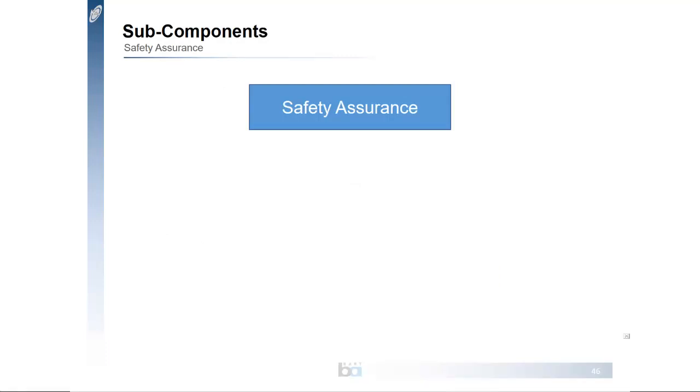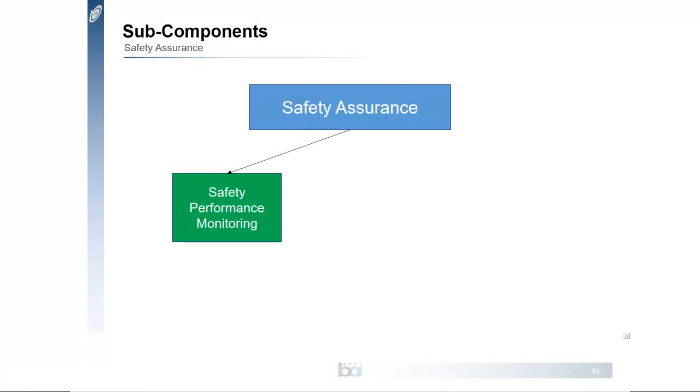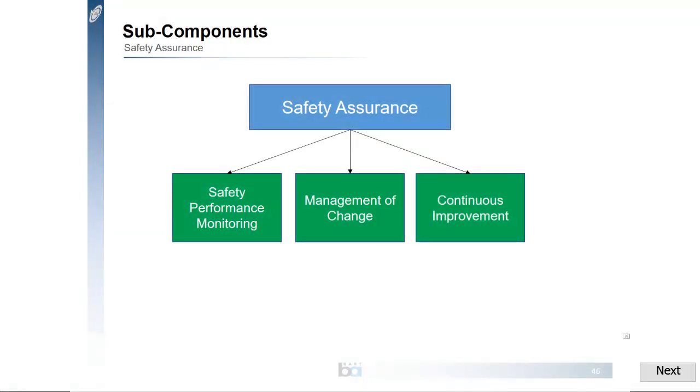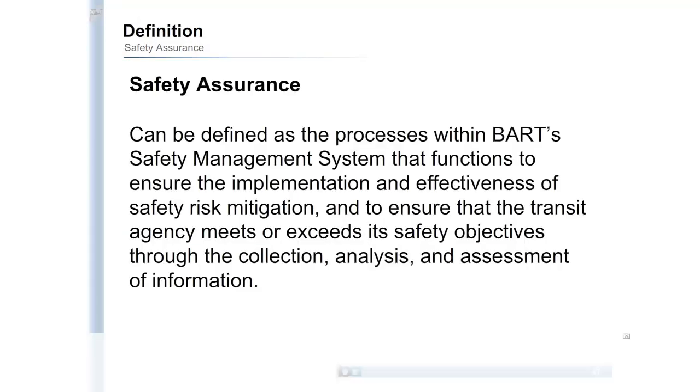Safety assurance can be broken down into 3 subcomponents. 1. Safety performance monitoring. 2. Management of change. 3. Continuous improvement. Safety assurance can be defined as the processes within BART's safety management system that function to ensure the implementation and effectiveness of safety risk mitigation, and to ensure that the transit agency meets or exceeds its safety objectives through the collection, analysis, and assessment of information.